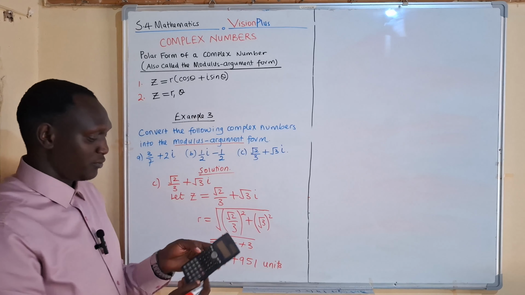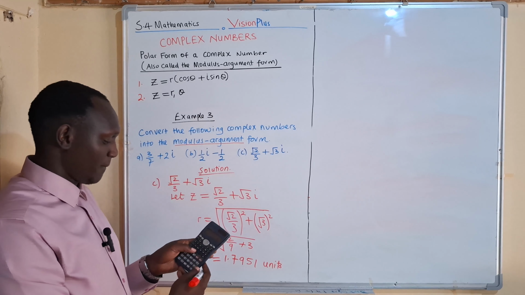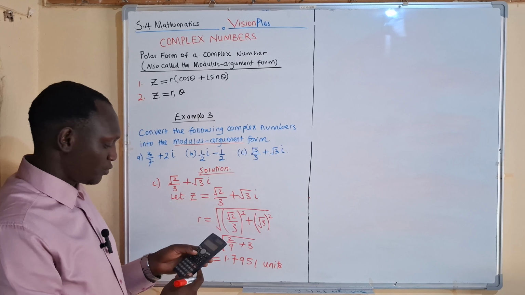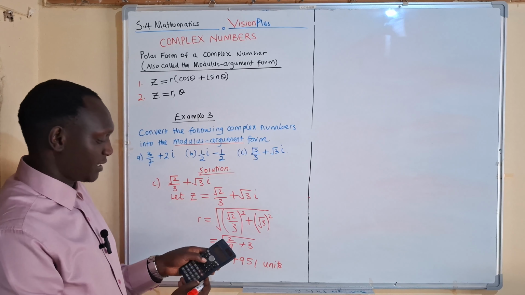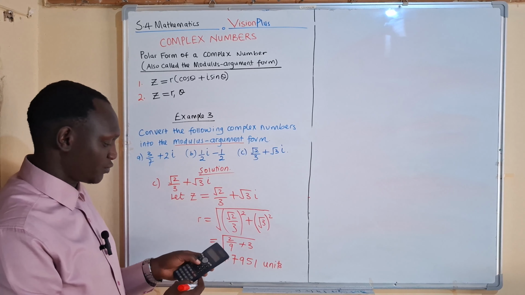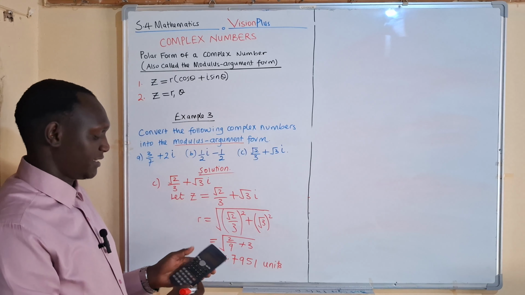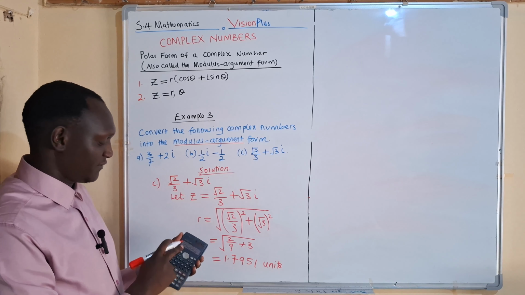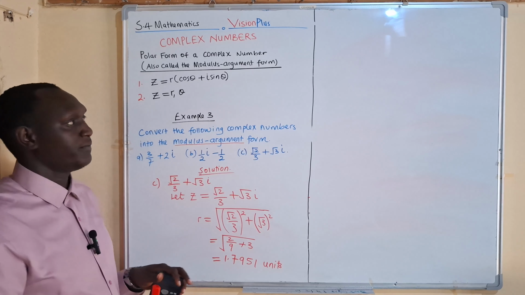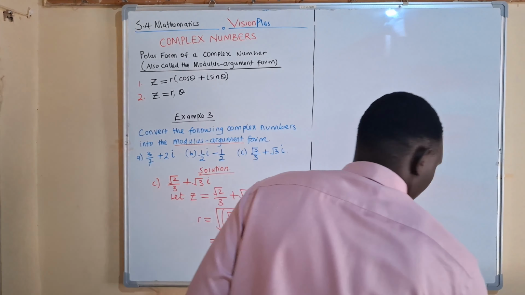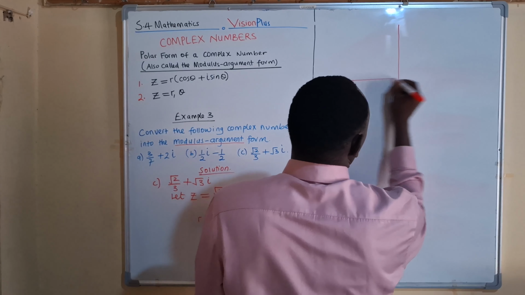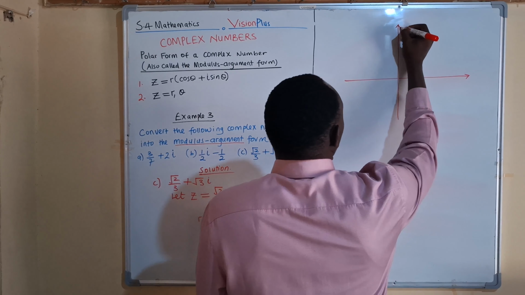Even the calculator can press for you the whole of this at once. How do you press it? You press the square root, then you open two brackets. Open bracket again. And then you say root of 2 divided by 3. You close the bracket, squared. Plus, open bracket, root of 3, close the bracket, squared. And then you close the bracket again. Press equal sign. It's giving you 1.7951. So the calculator can do that for you when you give it the right command. Then you come and represent the complex number on the Argand diagram so that you get the argument.